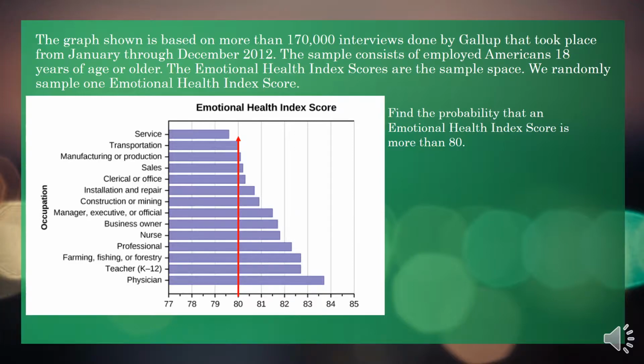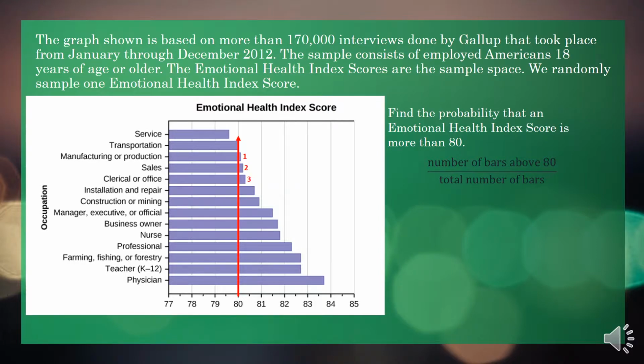All right, so we're going to count up the number of bars. Counting the number of bars that are above 80 is helpful because that's going to help us find the probability. We're going to count up the number of bars that are above 80, and divide that by the total number of bars, which if you take a second to count, there's 14 of them. If you count through service, transportation, manufacturing, production, all the way to physician, there's 14 bars in total. So let's count the number of bars above 80.